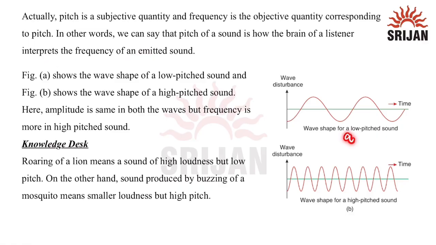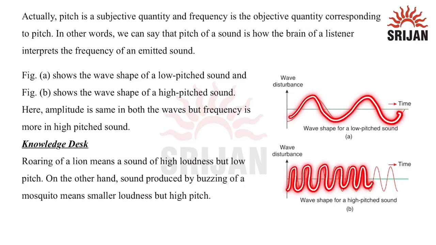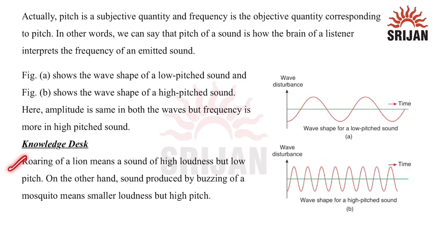Now we have two figures, A and B. Figure A shows the wave shape of a low pitched sound, and figure B shows the wave shape of a high pitched sound. You can see that the frequency is more in the high pitched sound as compared to the low pitched one, right? Now an interesting fact is that roaring of a lion means a sound of high loudness but low pitch. On the other hand, sound produced by a buzzing of a mosquito means smaller loudness but higher pitch.